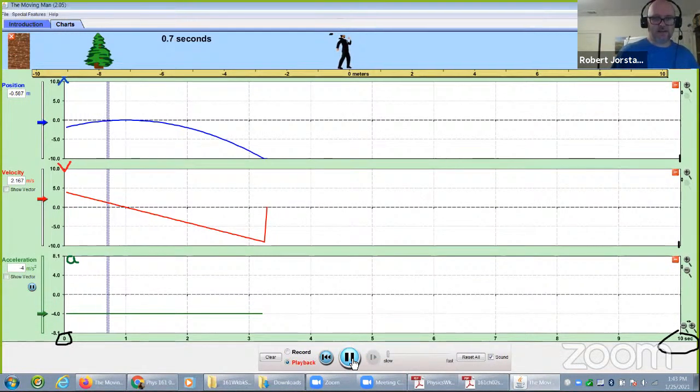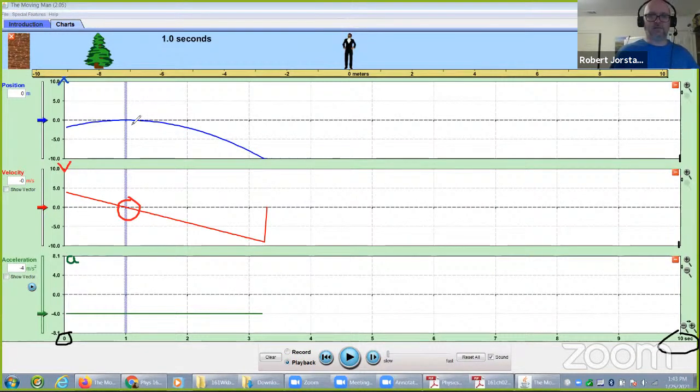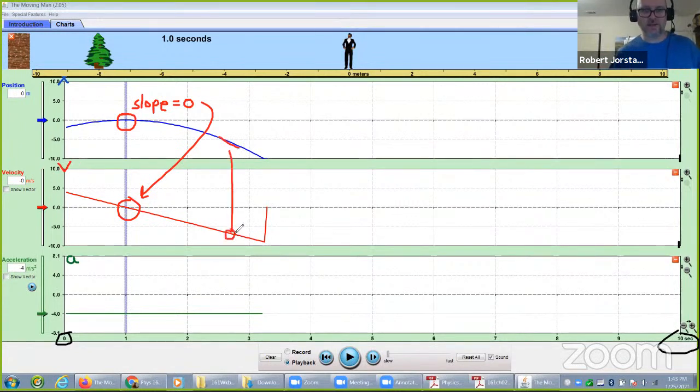Notice right about here, that's the instant where it stops. Look at this interesting information we see. Notice velocity is 0. The slope of the xt is 0. Slope of xt is the velocity. At any point, notice this slope corresponds to this value right there. The slope of the xt corresponds to this.